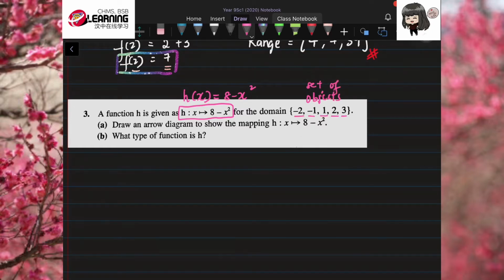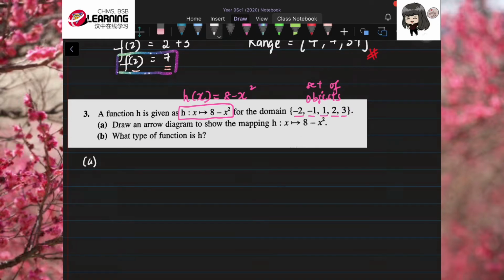Okay, we have a set of objects, but we don't have a set of images to put on our right side. So we need to find the set of images, which is the range. We need to find out all the images first before we can draw the diagram. So part A, we list down all the images of the objects.